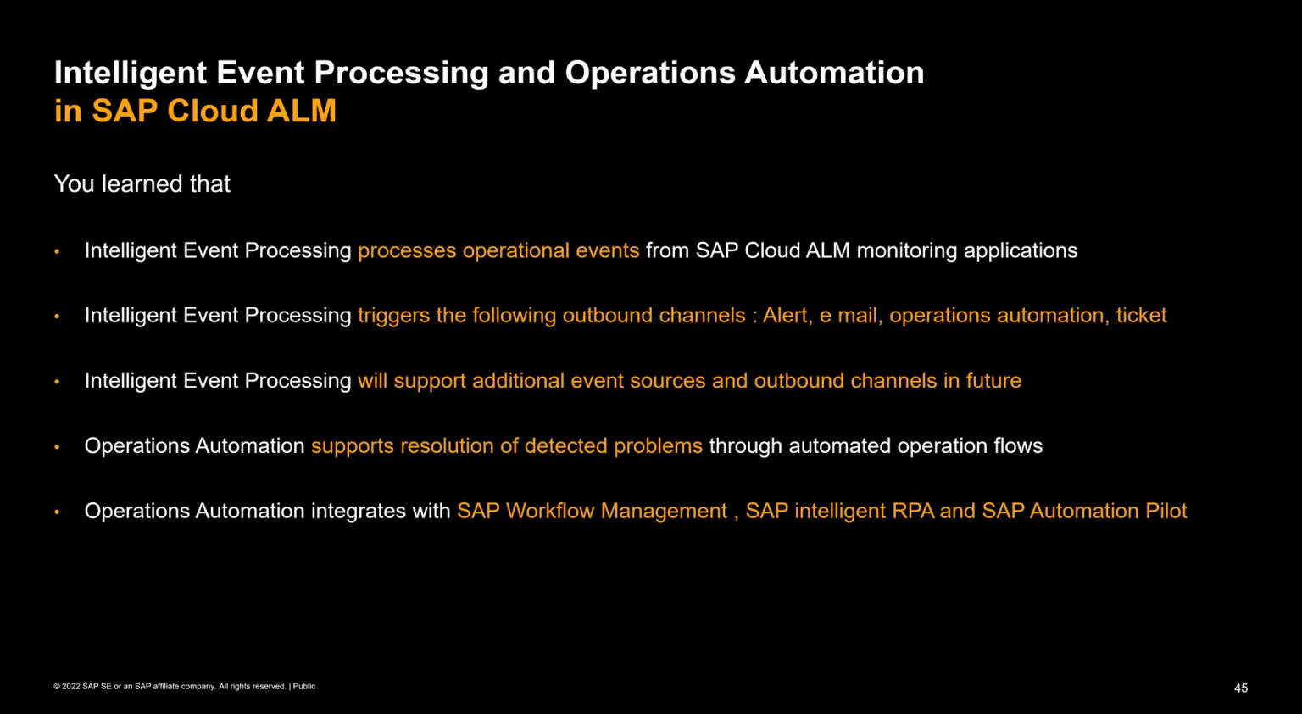Now let's come to operations automation. Operations automation supports resolution of detected problems through automated operation flows. To achieve this, operations automation integrates with SAP Build Workflow Management, SAP Intelligent RPA, and SAP Automation Pilot. But all of these services are not part of SAP Cloud ALM, but need to be subscribed to separately. If operations automation should be used, at least one of these services needs to be available for the customer in addition.